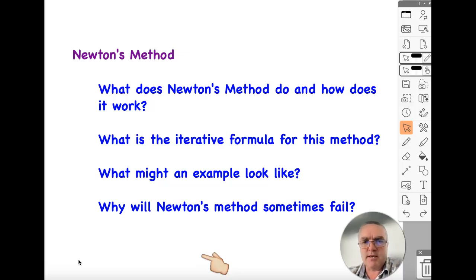G'day everybody. Today's lesson we're looking at Newton's method. We'll talk about what Newton's method does, how it works. We'll see that there is an iterative formula for this method.